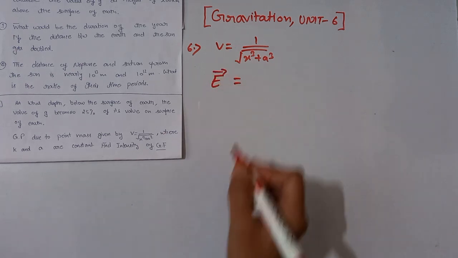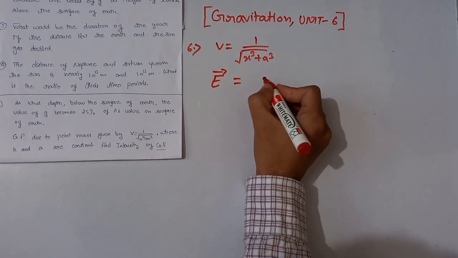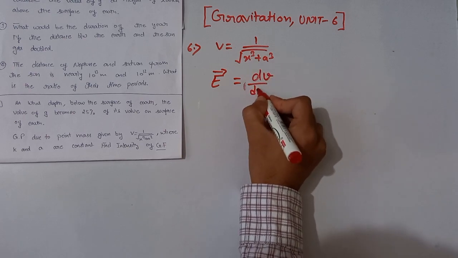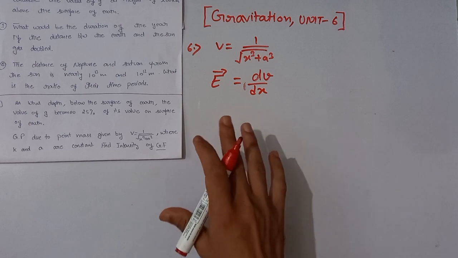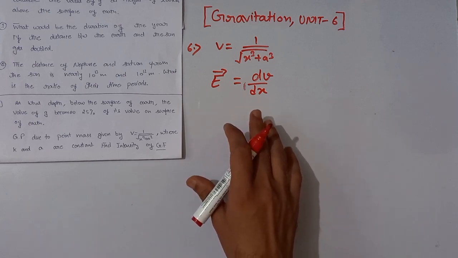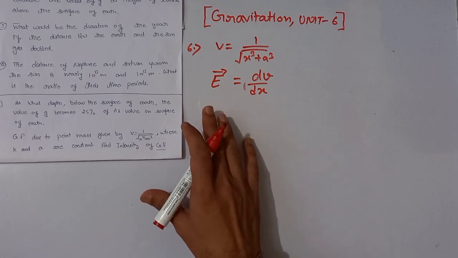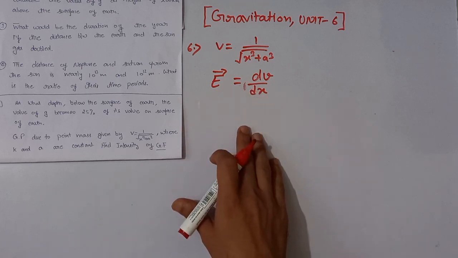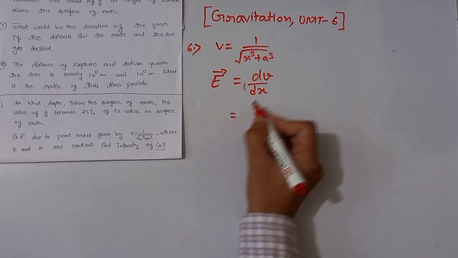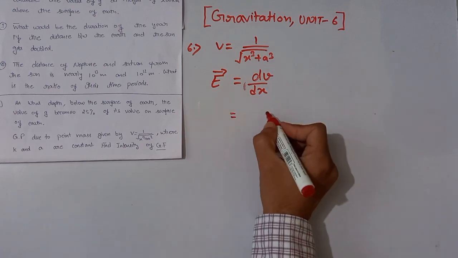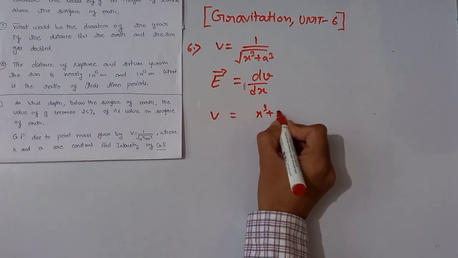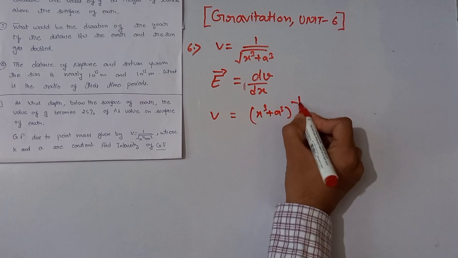Intensity of gravitational field is given by E, which is equal to minus dV over dx. The intensity of gravitational field is always equal to the gravitational potential gradient. So differentiate this value with respect to x. We can write V is equal to (x cube plus a cube) raised to the power minus 1 by 2.